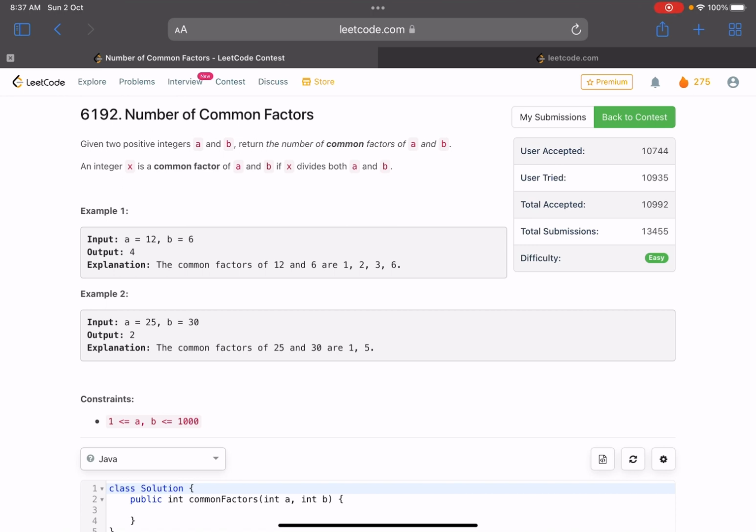So it says that given two positive integers a and b, return the number of common factors of a and b. And an integer x is a common factor of a and b if x divides both a and b, right? There are certain examples.